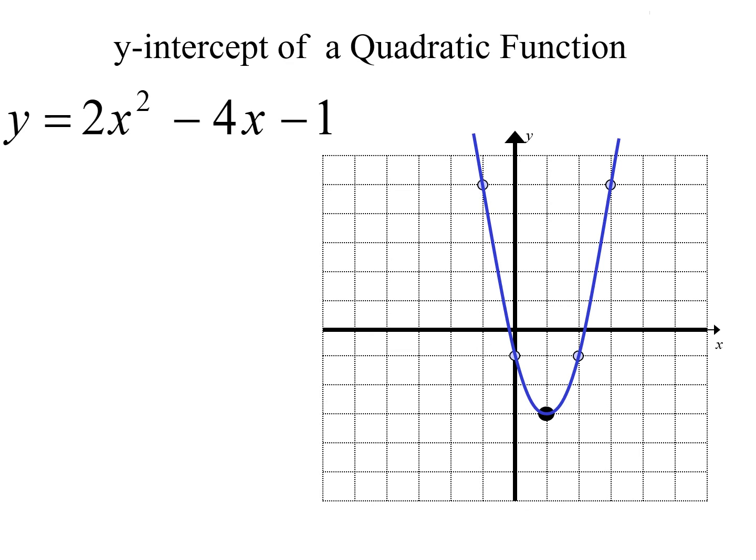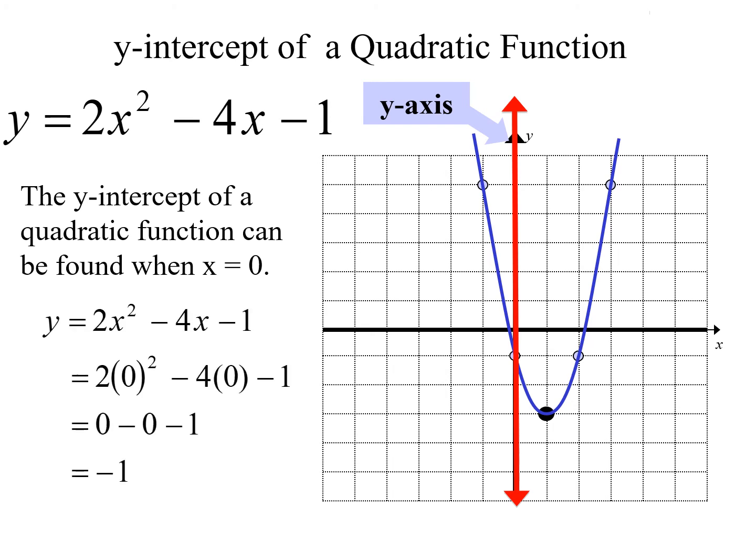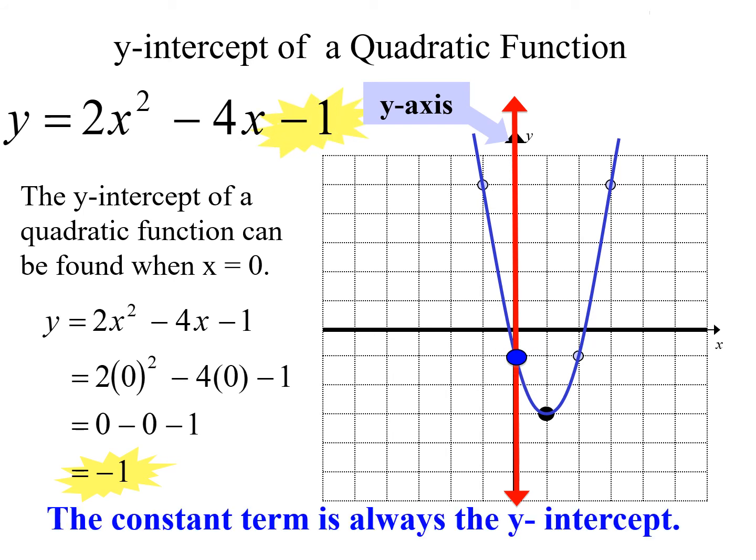Now let us find the y-intercept of a quadratic function. The y-intercept is the point that intersects the y-axis. So instead of substituting 0 in your original equation, take a look at it. So this is negative 1, yes? Just take a look at the constant term of your function; that gives you your y-intercept.